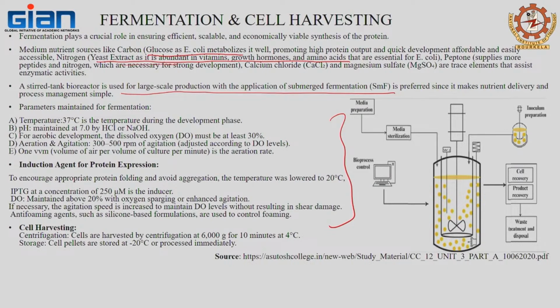After that, if there is any foam production because of the protein formation, defoaming agents were used to control the foaming. This is followed by cell harvesting, which is usually done through centrifugation at a high centrifugal force, for 10 minutes at a temperature of 4 degrees Celsius, which keeps the protein suitable and prevents degradation, and then storage at minus 20 degrees Celsius for later utilization.